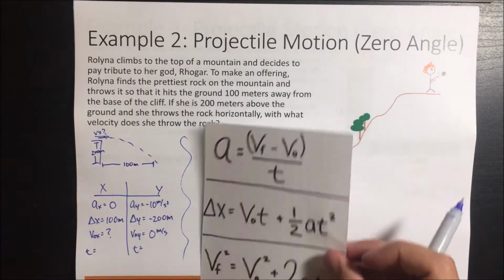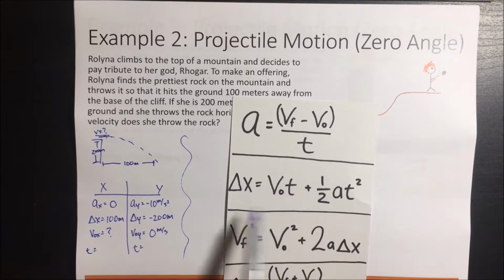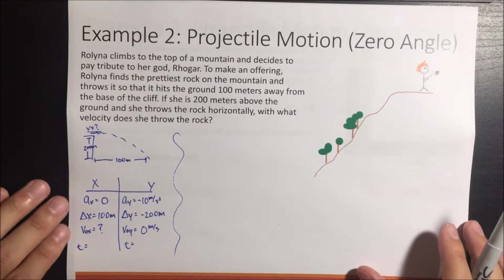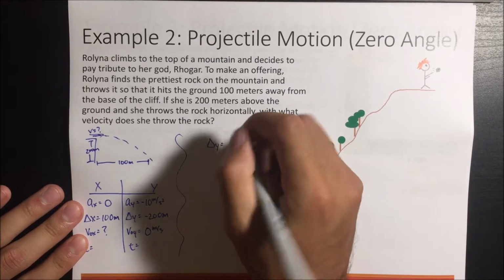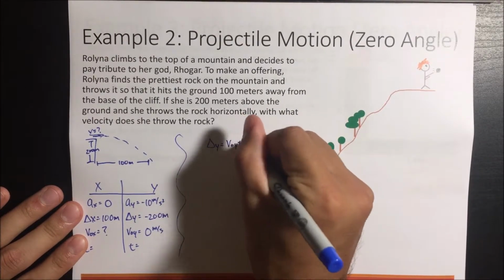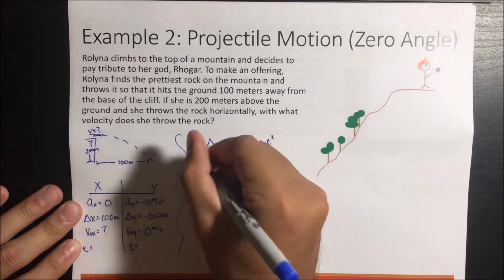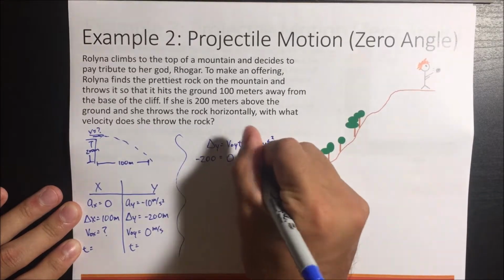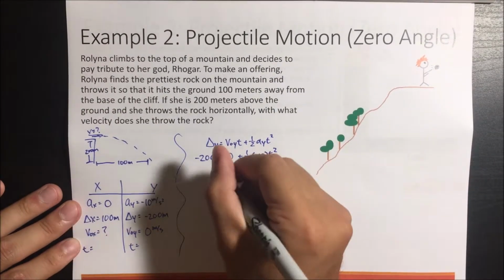Again, we're going to look at our formula and see which one has all 4 of these variables. And we see again that it's this formula here that we're going to use. This is probably the most popular formula. So we're going to do displacement in the y equals initial velocity in the y, t, plus 1/2 ay t squared. Negative 200 is equal to 0 plus 1/2 negative 10 t squared.